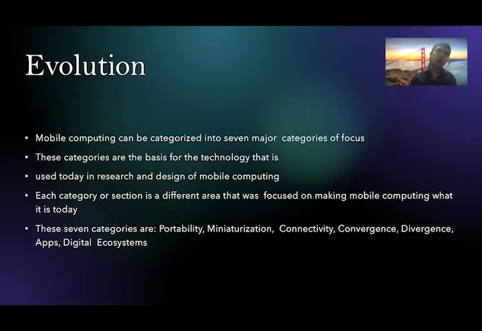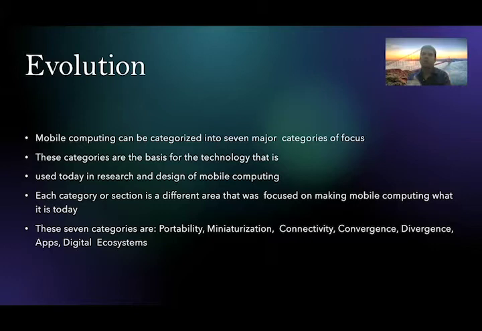Evolution. When we talk about evolution, this is a change. The technology changes from one era to another era. This is important because you need to remember that when we talk about evolution, we need to follow the evolution changes. We have a basic category of evolution. We have 7. The first one is portability, miniaturization, connectivity, convergence, divergence, application, and digital ecosystem.